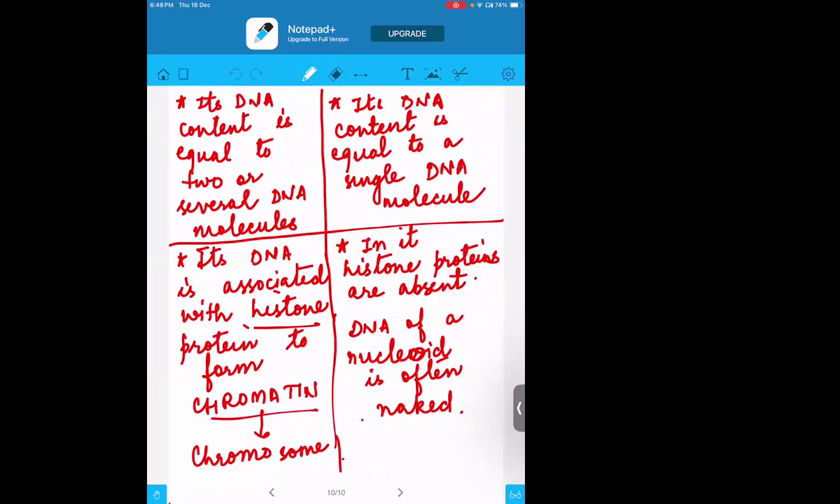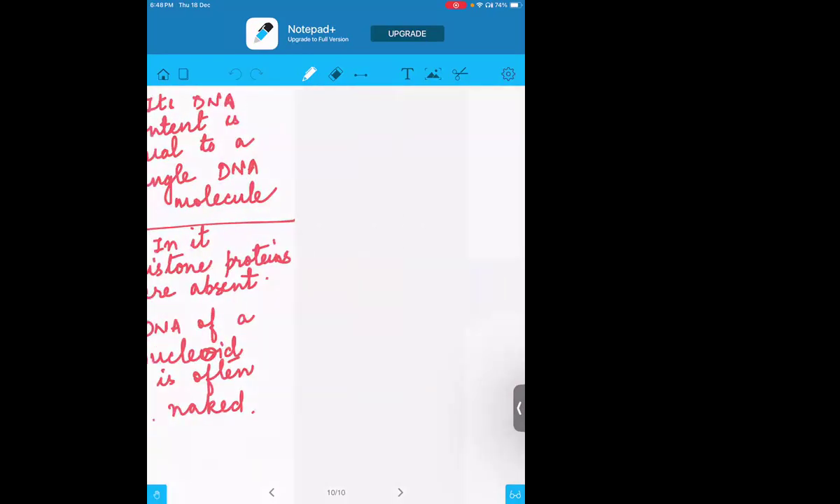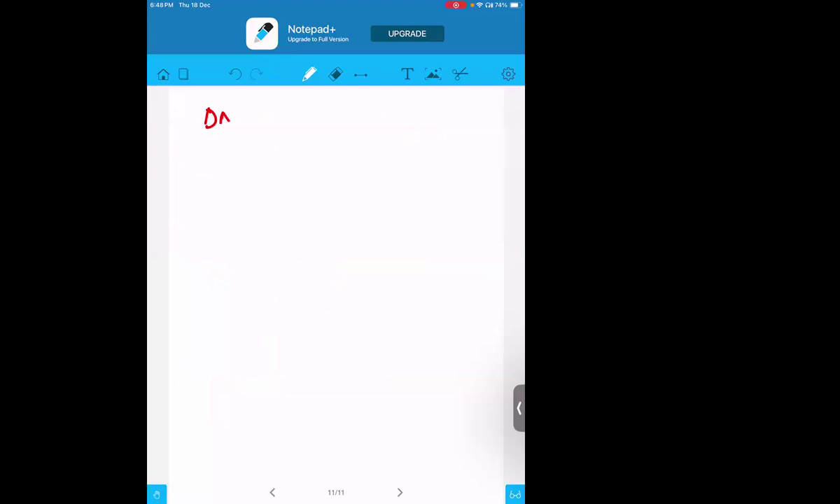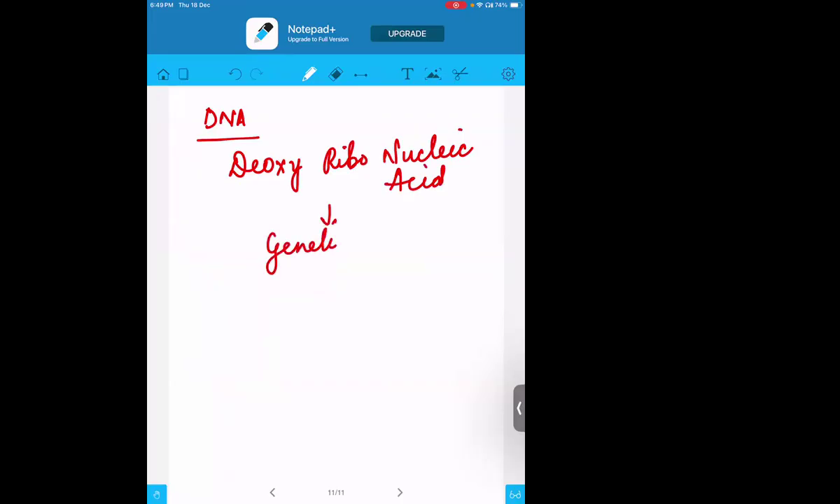Okay. So I have used this word many times, DNA, DNA, DNA, but what is DNA? DNA stands for deoxyribonucleic acid, which is the genetic material. The full form of DNA is deoxyribonucleic acid. It is a type of genetic material.